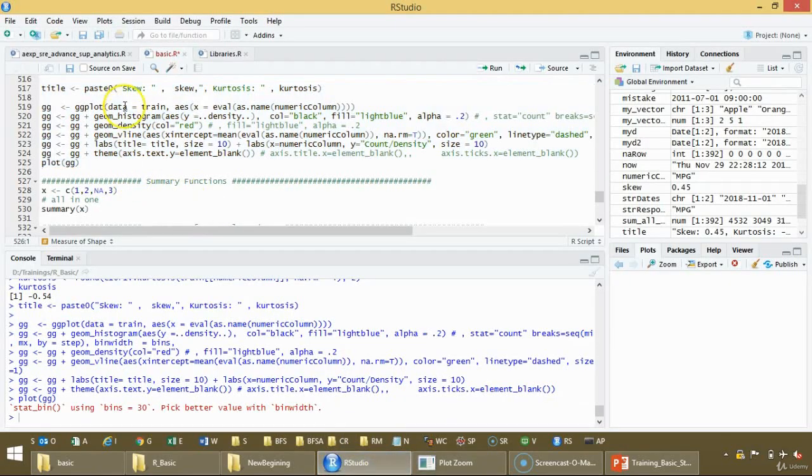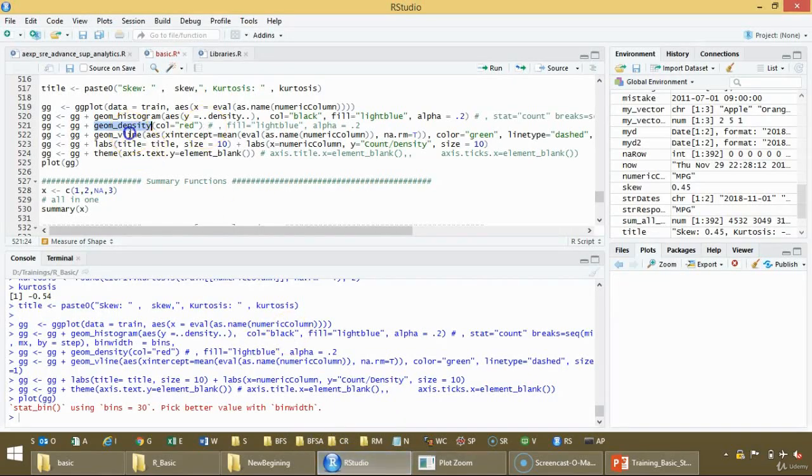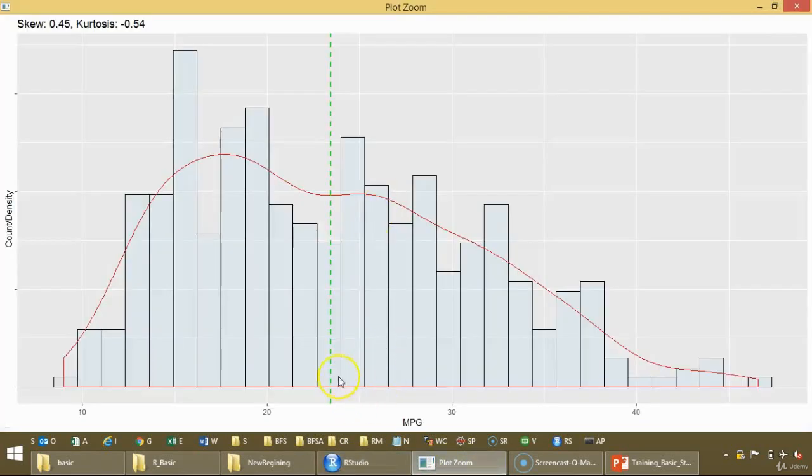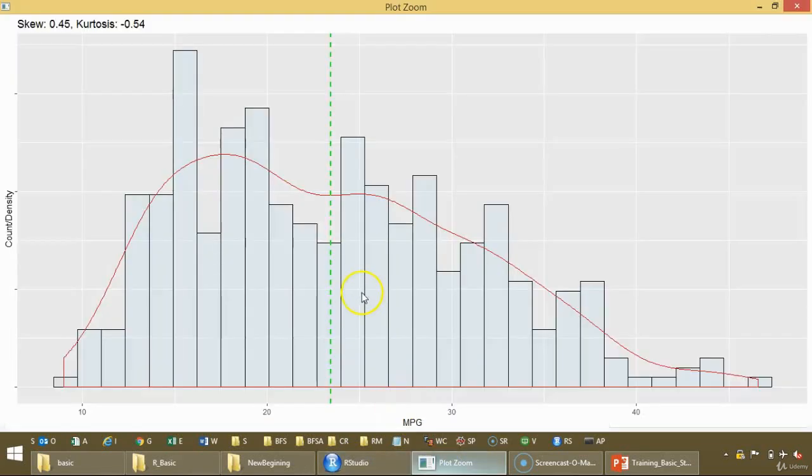So what it is doing is drawing the histogram. It is drawing the density function, that is the red color you see over here, plus a vertical line at the mean, the average of this value. And the title has skewness and kurtosis. So we are seeing everything in the graph, and the meaning of all this graph I have explained in statistics class.